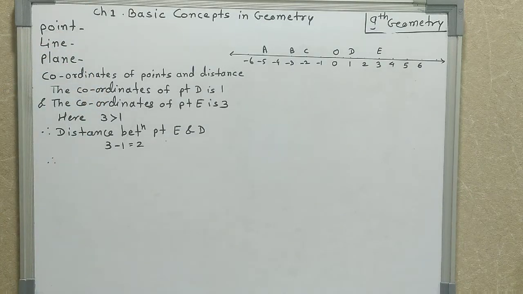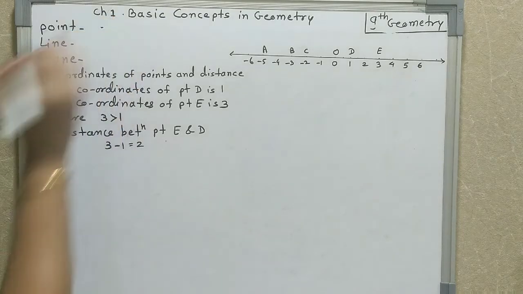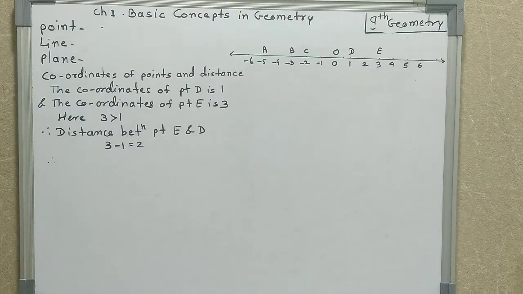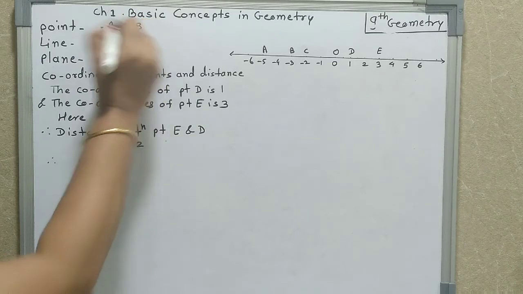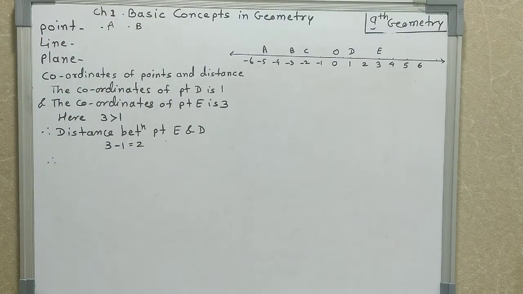So what is meant by a point? A fine and tiny dot made by a sharp pencil on a paper is called a point. So this is one point. A point is always denoted by a capital letter. So here point A, or here point B. This is how we write it. Now the second basic concept in geometry is the line.